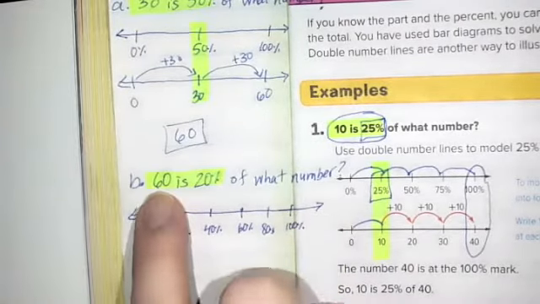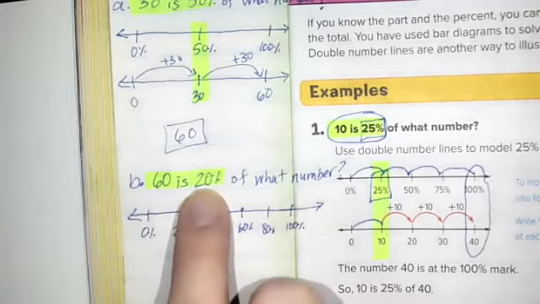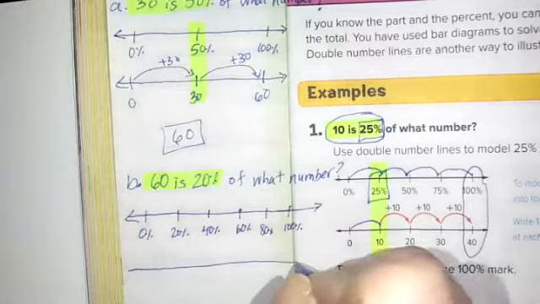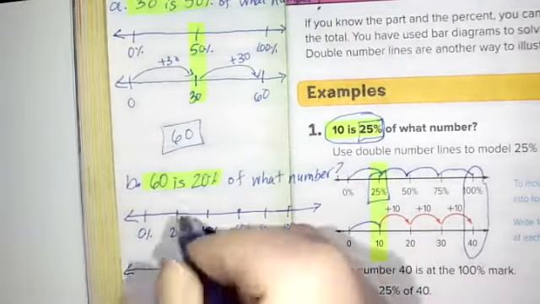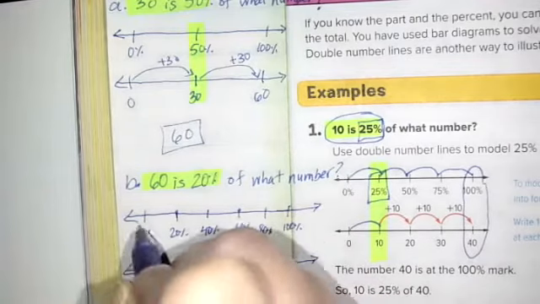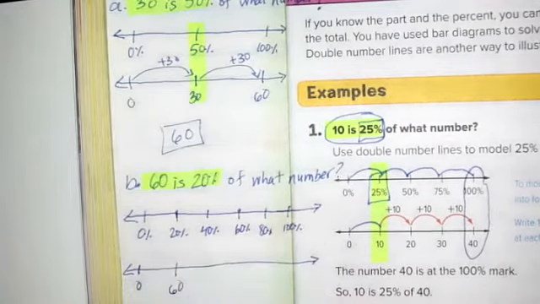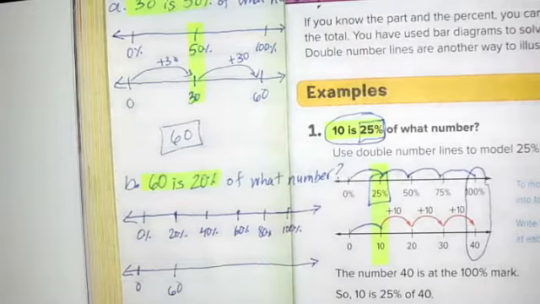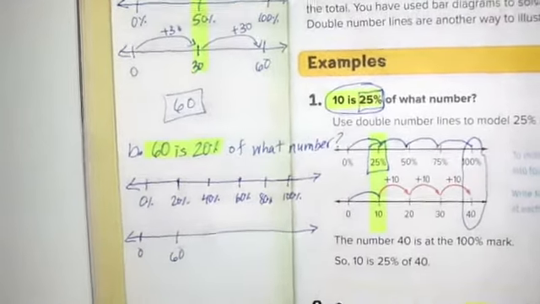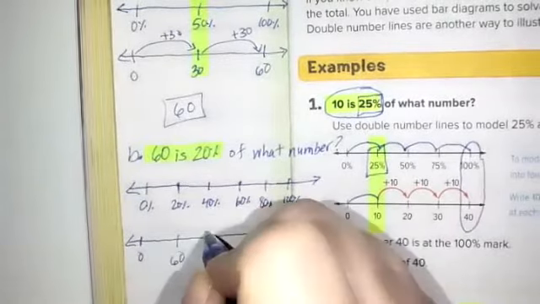And the 60, the number 60 needs to line up with the 20%. So this number line, okay, the 20% is going to line up with 60. The 0% will line up with the number 0. So what are my intervals going to be here? My intervals are going to be 60. So I'm counting by 60 each time.